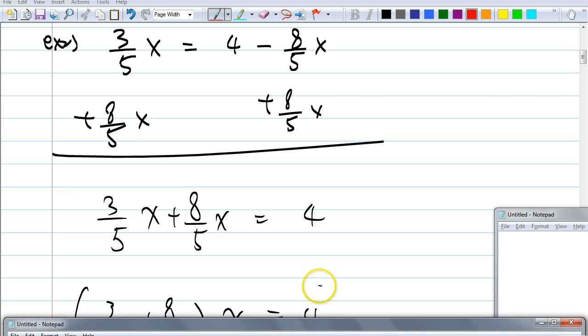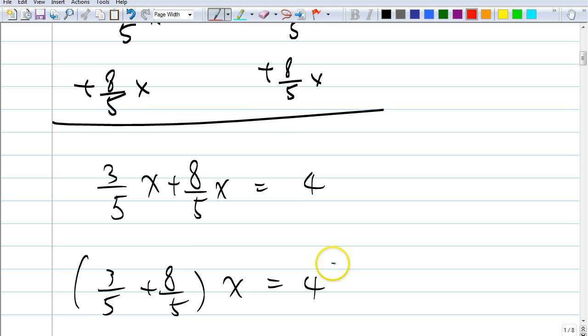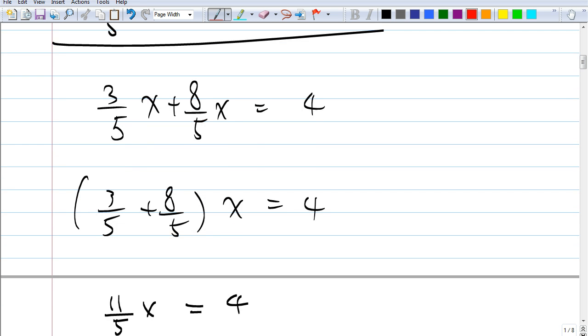But I'm actually going to write this step out because we're using the distributive property backwards, isn't this what we're doing? 3/5 plus 8 over 5 times x, and what we have. And if they didn't have a common denominator, this is where you could make them into a common denominator by multiplying top and bottom by the same number and so forth. But here, I like these fractions because they happen to have a common denominator. Sammy, what do I get here when I have 3/5 plus 8 over 5? 11 over 5. x, exactly, equals 4.